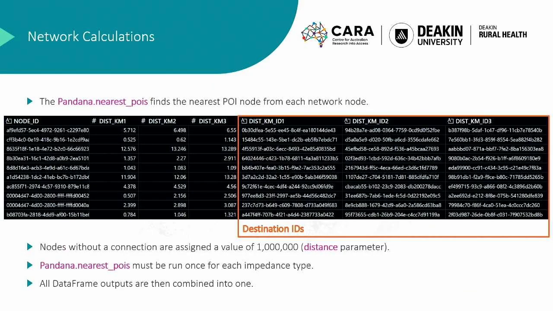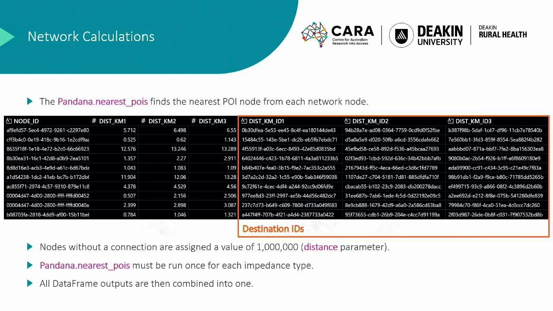Once those have been set, we can then use the nearest POIs method to perform all these calculations. So this is done very quickly and effectively with Pandana and outputs a table for each impedance with the however many number of nearest you've specified plus the corresponding destinations for each of those. Where connections aren't made, we have used the distance parameter within this method to set a distance of 1 million to really differentiate it from actual calculations, and it just helps us deal with them down the line.